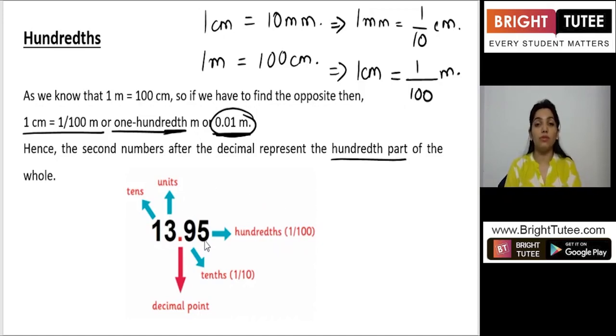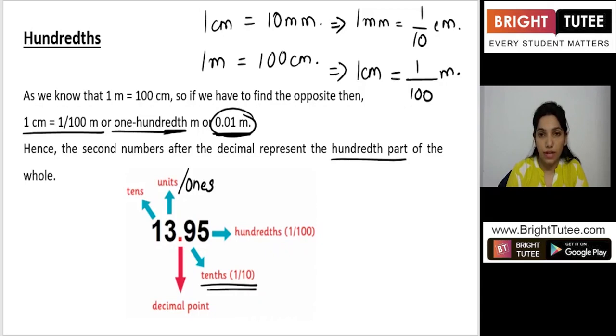What are the place values of each of these numbers? As you can see, 1 is sitting at the tens place. 3 is sitting at the units place. We call it units or we call it ones place. Either way it is correct. Then we have the decimal point. After that we have 9 sitting at the tenths place. Is that right? You know that the number sitting just next to the decimal point on the right side is the tenths place. And how can we write this tenths place? It is 0.9.